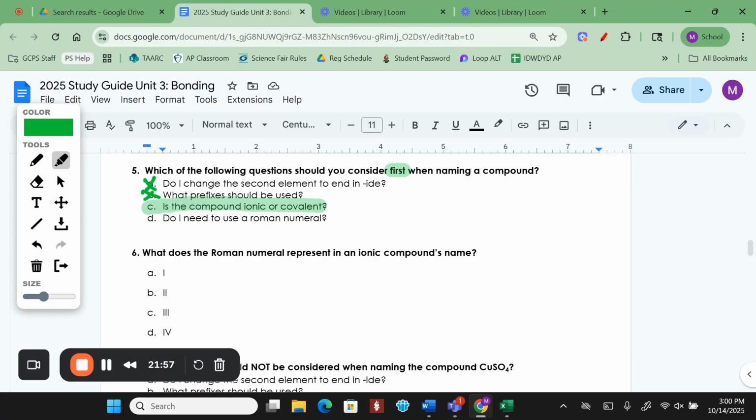Question 6, what does the Roman numeral represent in an ionic compound's name? So first things first, Roman numeral is synonymous with ionic compounds. We can only use Roman numerals if we see transition metals. And so if we do that, it represents the transition metal's ionic charge.